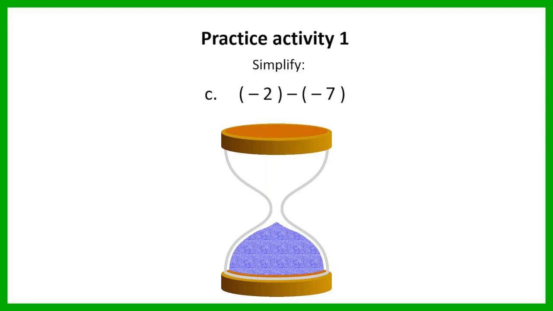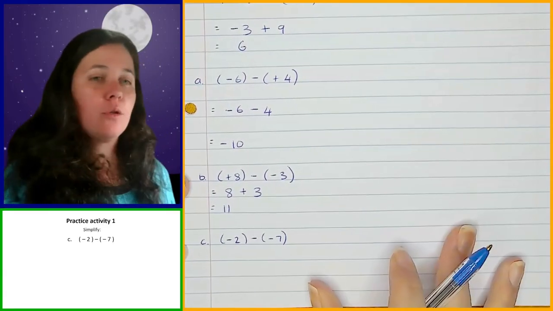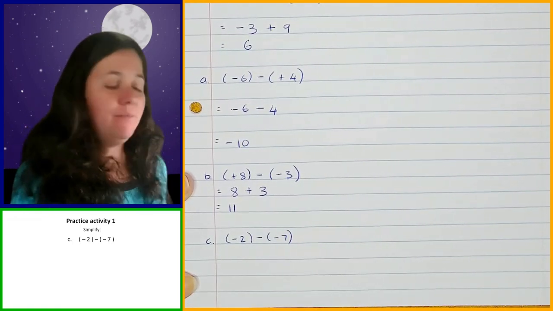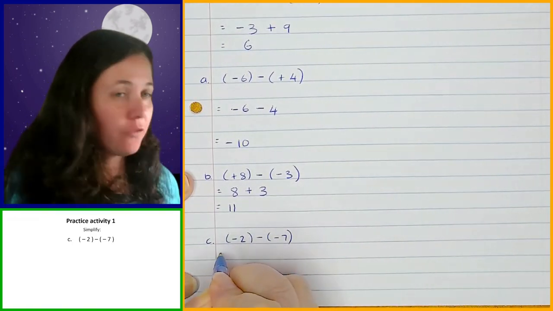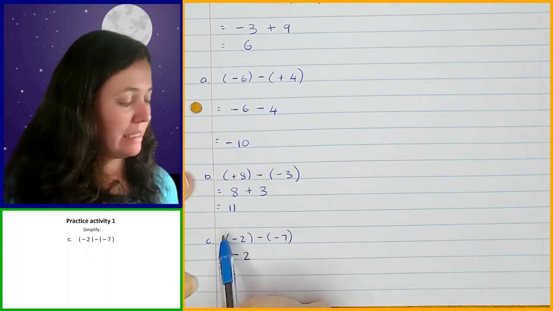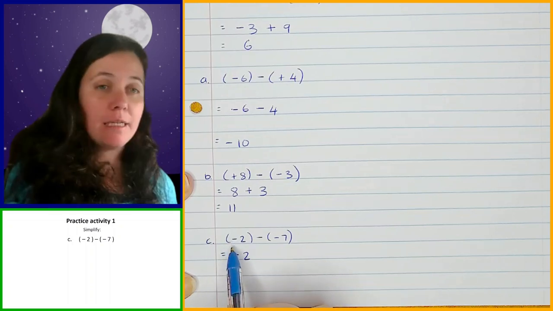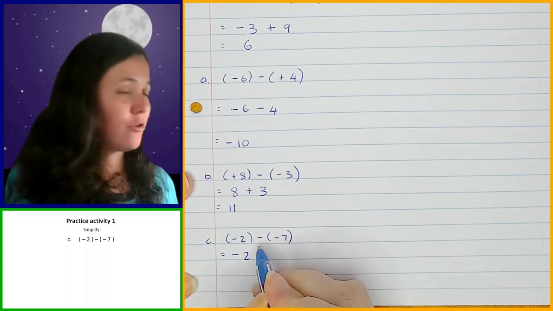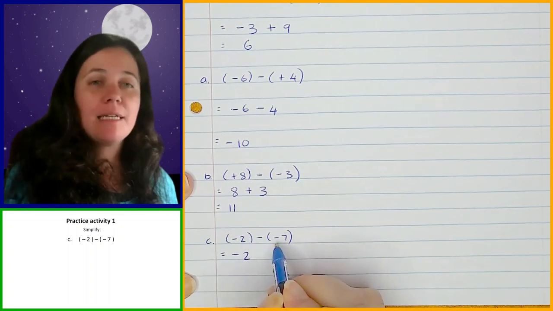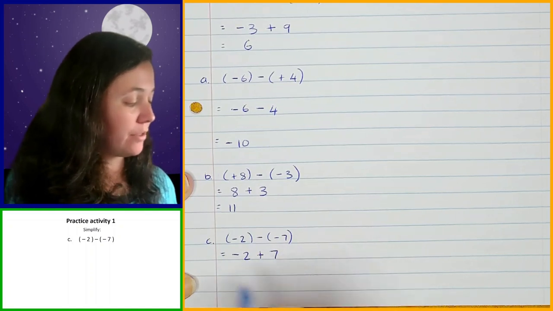Okay, let's go through that example. So in this question C, you had negative 2 minus negative 7. And so first of all, we're going to get rid of those brackets. That gives us negative 2, because remember, there's nothing in front of here. So because it's not a minus, we don't change that sign. And over here, I've got minus negative 7. So because this is a minus, that sign is going to change to a plus. So it's going to become plus 7.